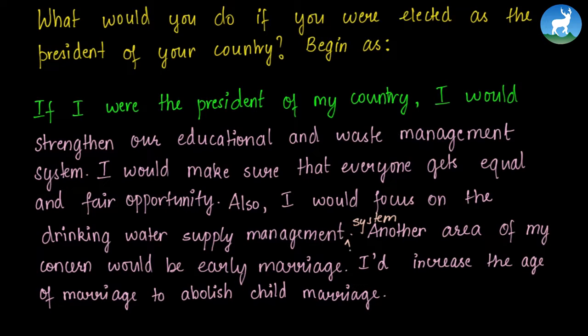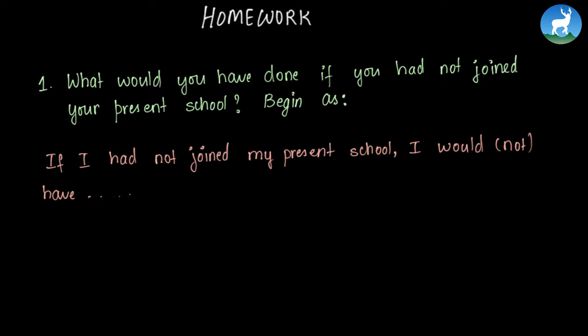So this is all for today's class. The homework question for today's class is, what would you have done if you had not joined your present school? Begin as, if I had not joined my present school, I would have done this or I would not have done this. So you can continue like we did just now and then proofread your writing once you finish it.